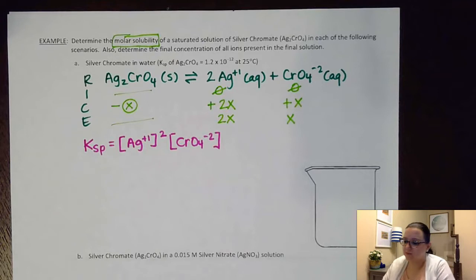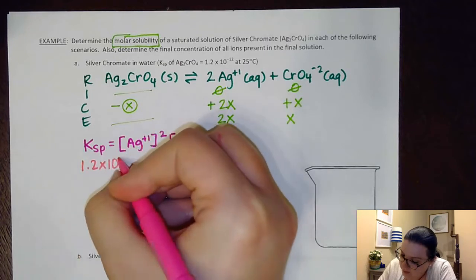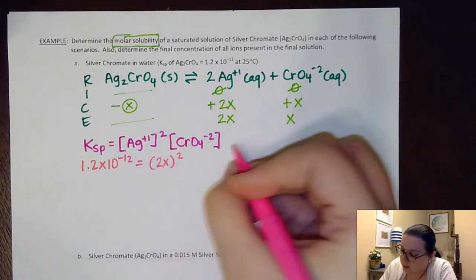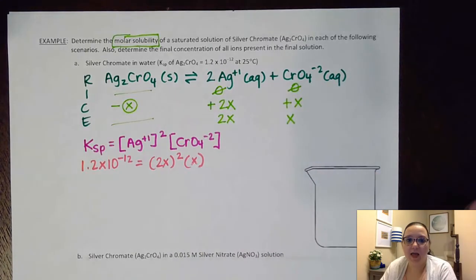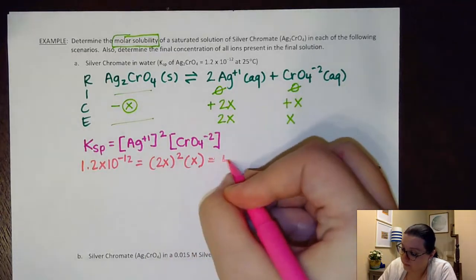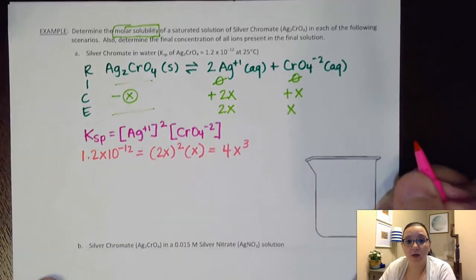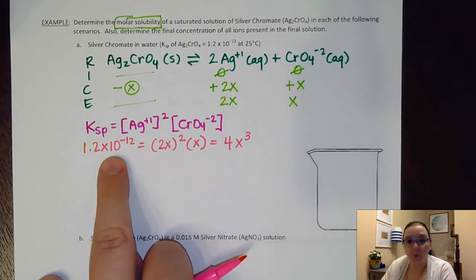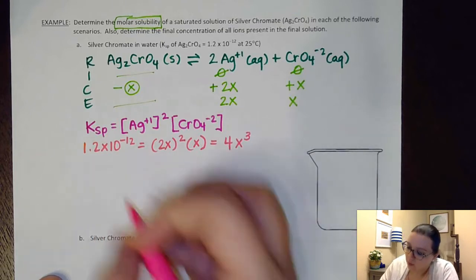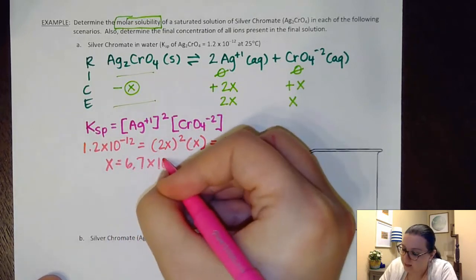So now when I plug this information into the Ksp along with the Ksp value, that gets us 1.2 times 10 to the negative 12. The Ag plus was 2x, which will be squared, and the chromate was x. If I do a little distribution rearrangement here, 2 squared is 4, and then the x squared times another x will be x to the 3rd. In order to solve for x, I would divide both sides by 4, and then also cube root both sides. And remember, cube rooting is the same as raising it to the 1/3. When I go through that math, that gets me an x value of 6.7 times 10 to the negative 5th.